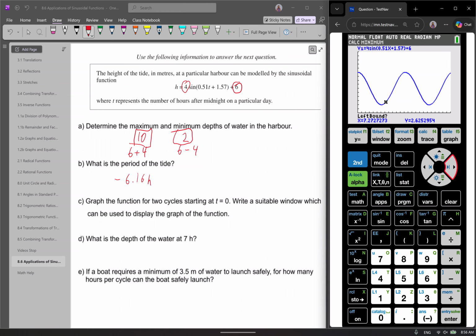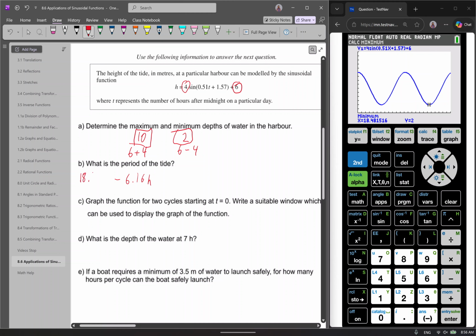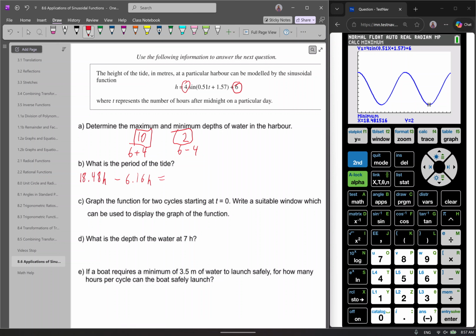Okay, let's go ahead and keep working on part B. So we're going to go over to the other minimum point. And we need to have a left bound, so enter. Then we're going to have a right bound, enter, and then guess, enter. And so we get 18.48 hours.